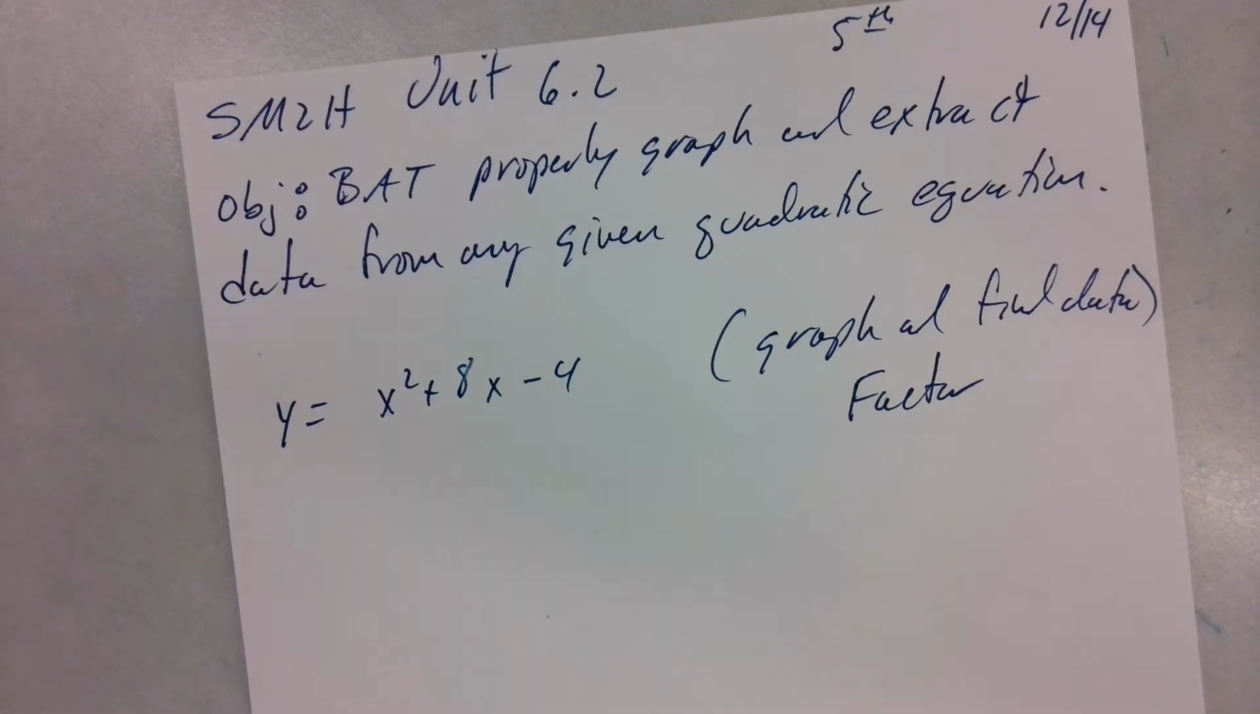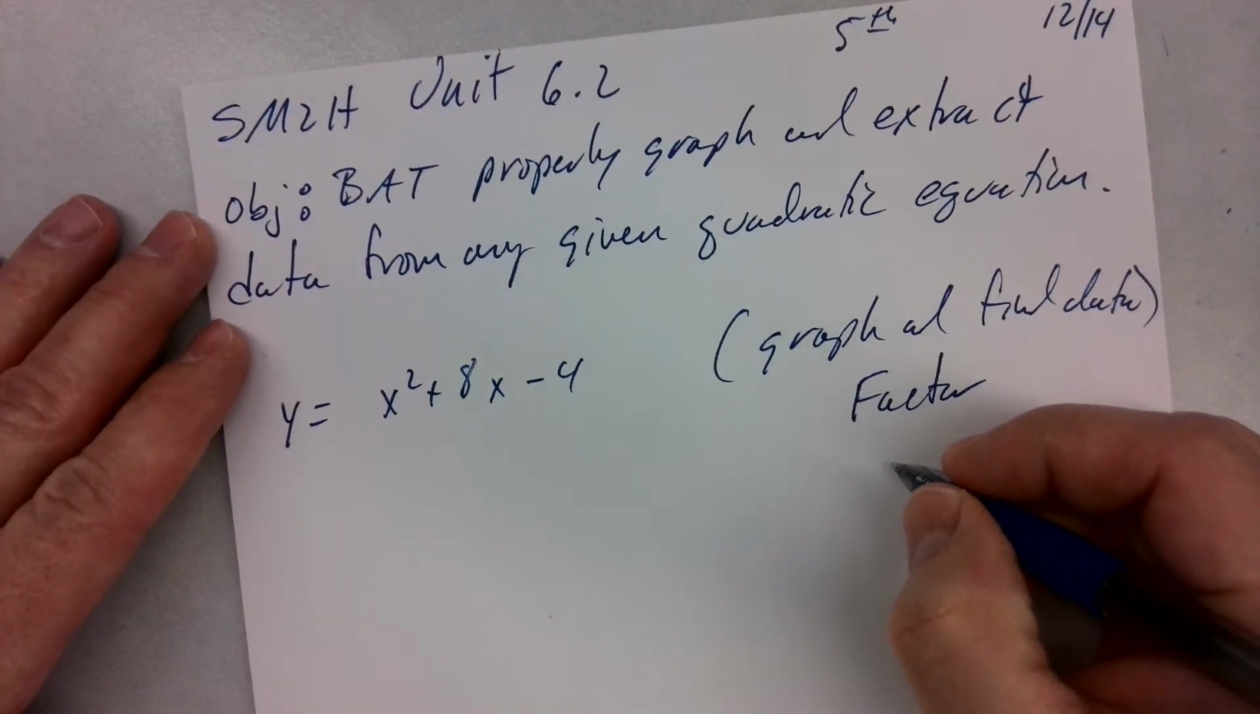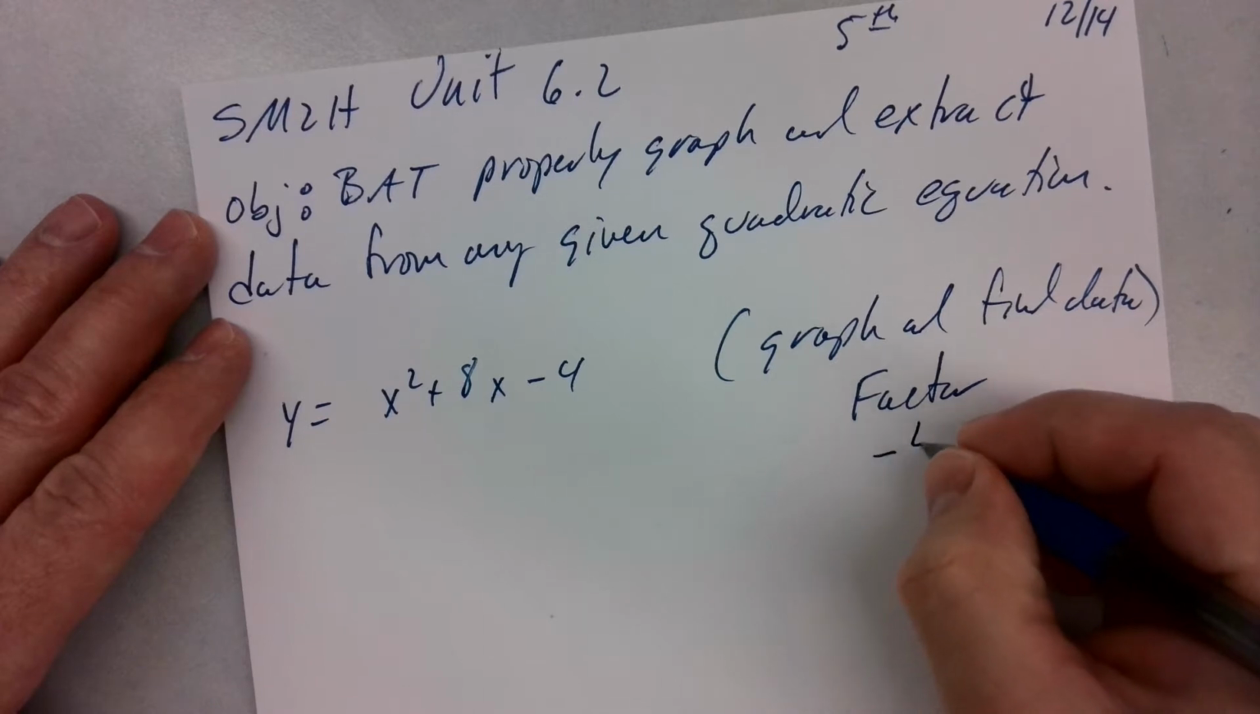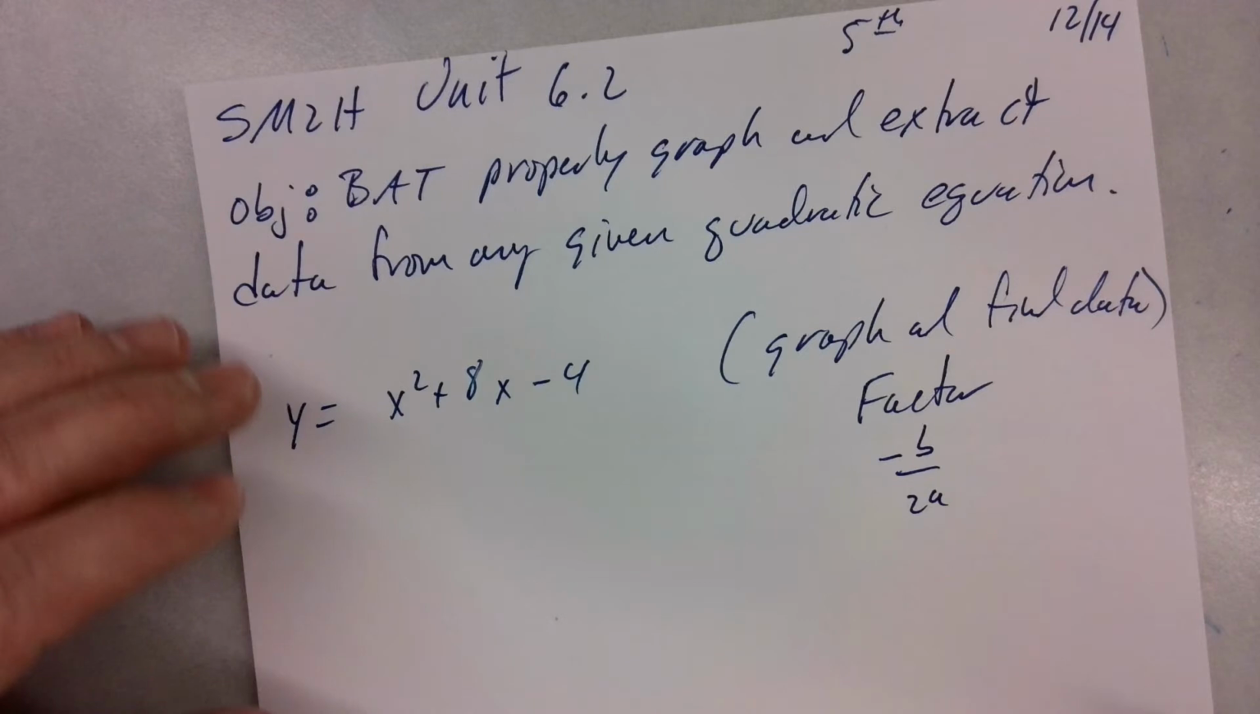And then what did I do with that axis of symmetry? I substituted it back in, right? And that gave me my y, yada, yada, yada. And that's one way, okay? What's the other way? Yeah, the negative b over 2a way, right? Okay? Now, there are 2 ways.